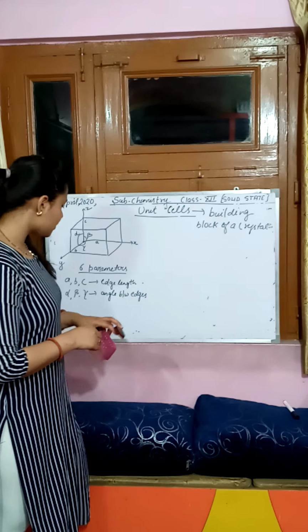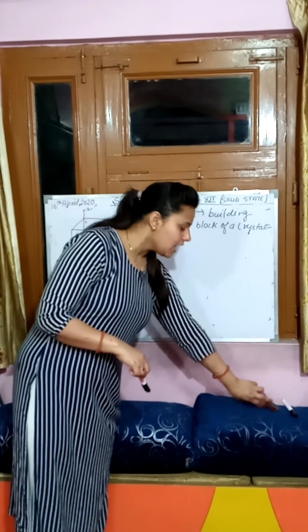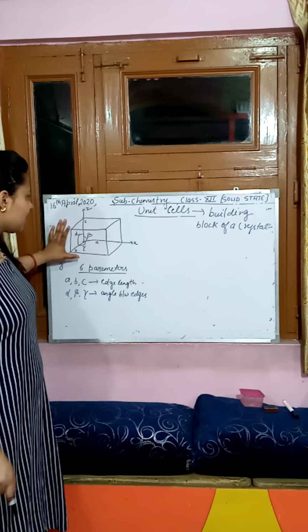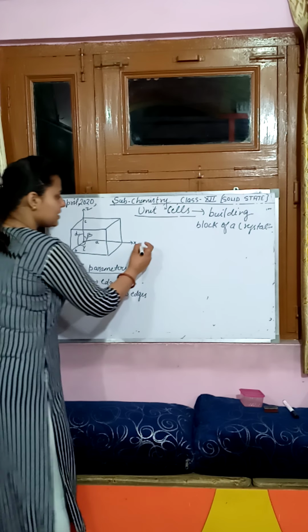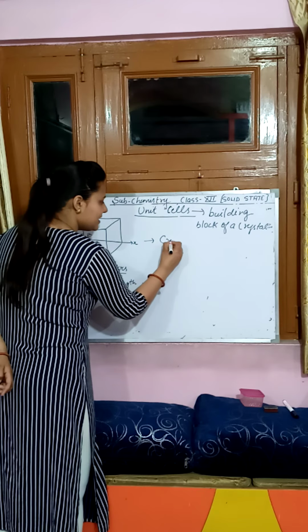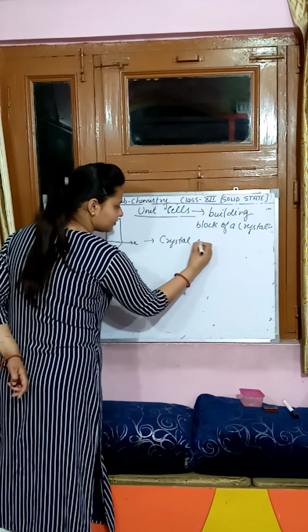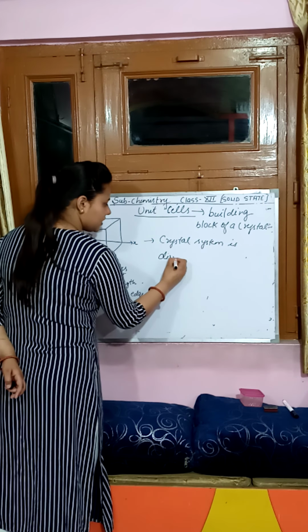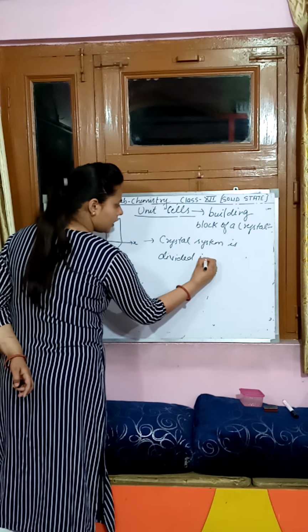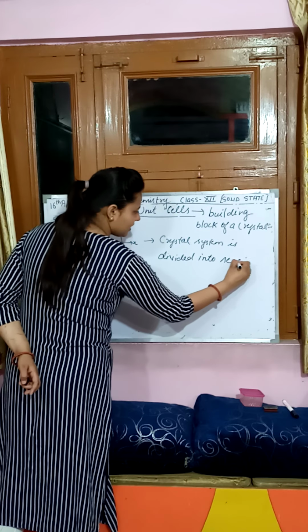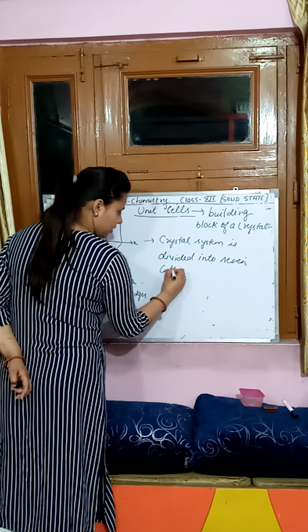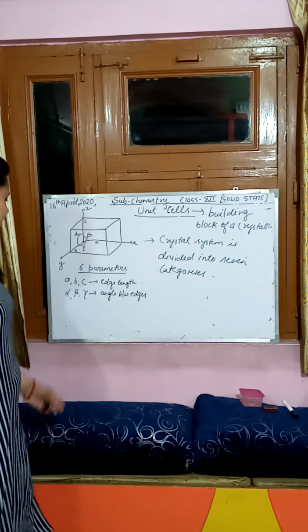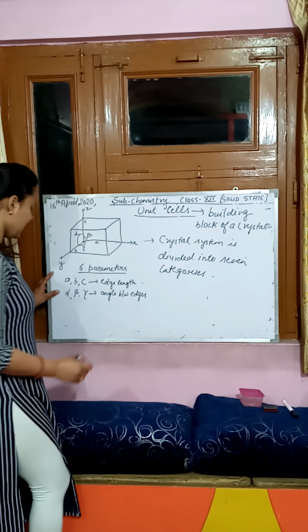So on the basis of these 6 parameters, our crystal system is totally divided into 7 categories. Seven categories means, let's take an example.